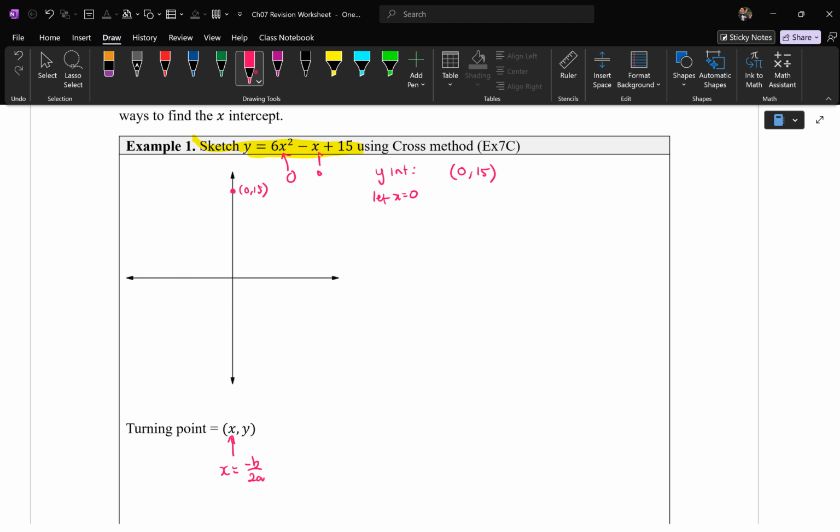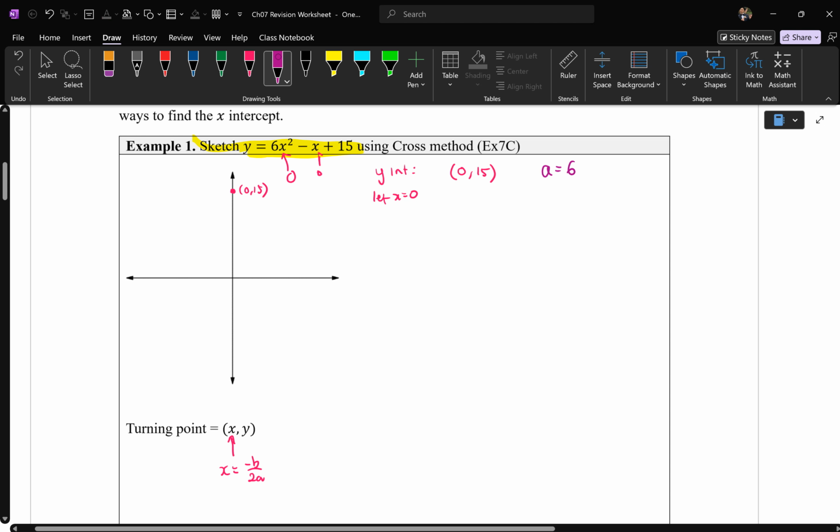So, what is negative b and what's a? Well, b is the number in front of x, and a is the number in front of x squared, and c is the number by itself. So here, if I wrote it down, a is clearly 6, b is clearly negative 1, even though you don't see it, the number in front of it is negative 1, and then c is equal to 15.